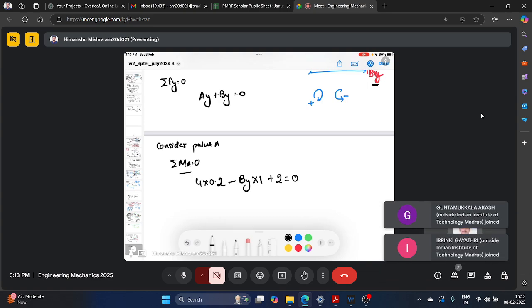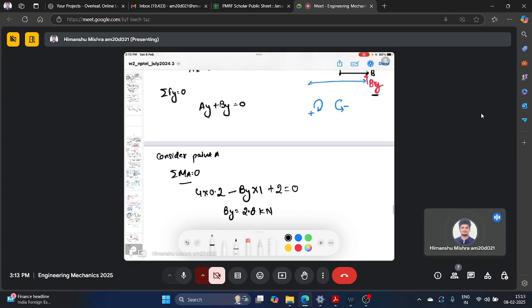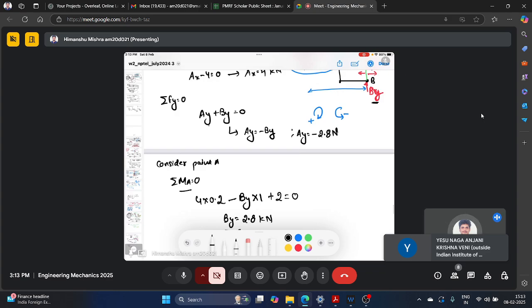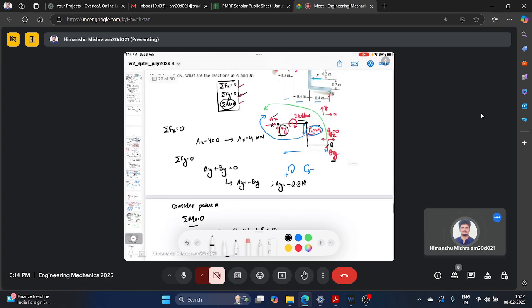So here we will get By equals 2.8 kilonewton. And from this equation, we know that Ay equals minus By, which means if we got By, we can also have Ay. So Ay will be minus 2.8 kilonewton. So these are the unknowns that we were required to find.